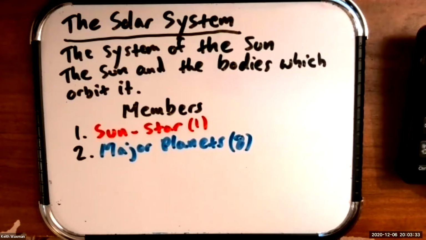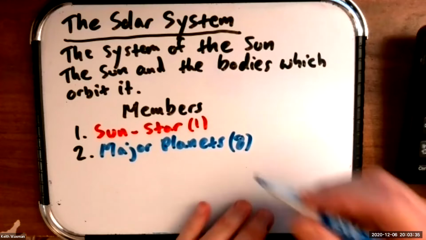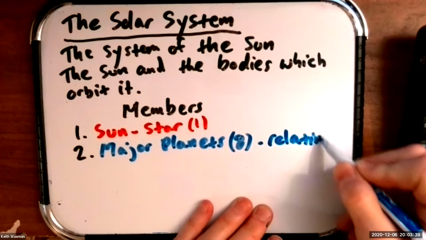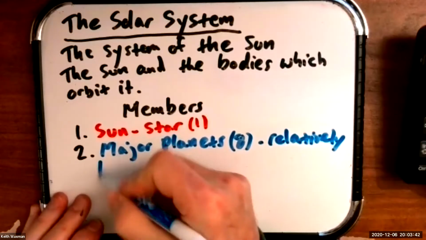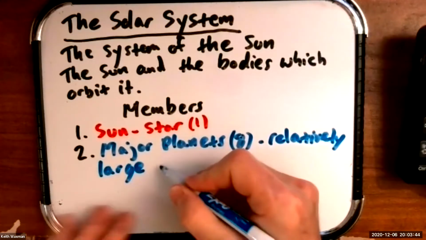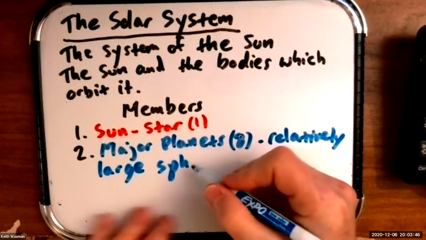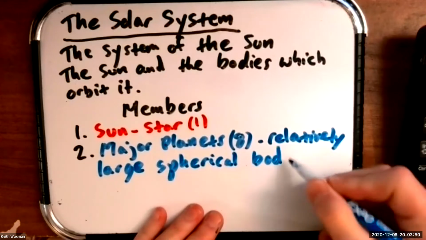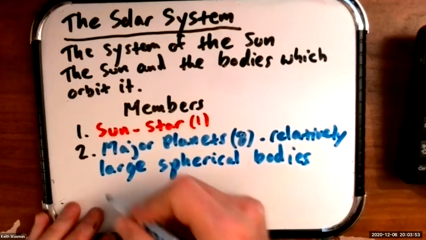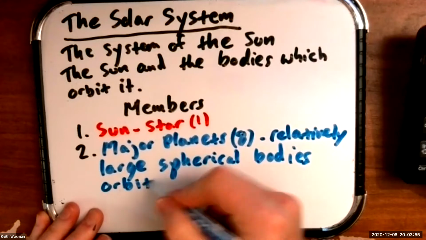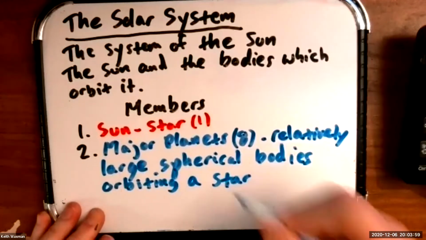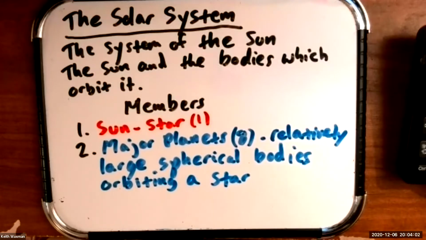So what is a major planet? We're going to go over the major planets in order. The major planets are relatively large, spherical bodies orbiting a star. That's what makes it a major planet. So it's good to write down the major planets, these relatively large spherical bodies orbiting a star.